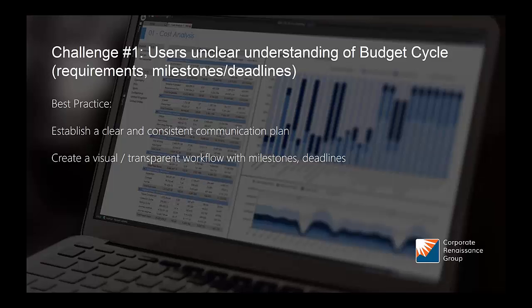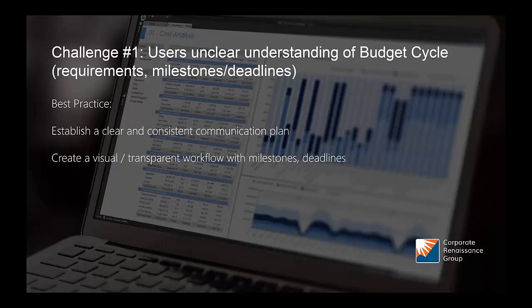And a key piece here is establishing a clear and consistent communication plan. So communications go out to the organization in terms of what are the key milestones and deadlines, what are the requirements, and maybe even some key assumptions that should be considered. So we find that many organizations reach that sort of mature step where they will distribute these communication touch points to the organization so everyone's on the same page in terms of what the requirements are, what the milestones are, and any key assumptions that they may need to be aware of.